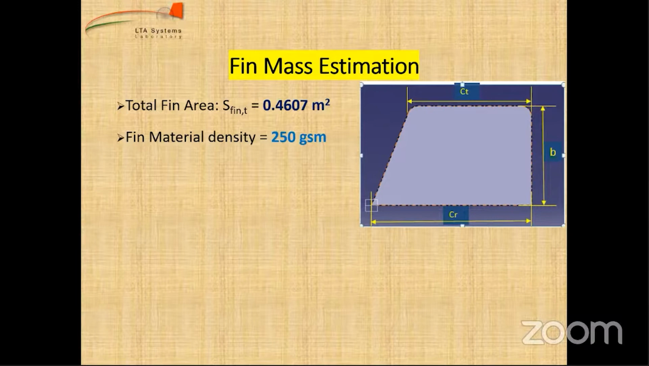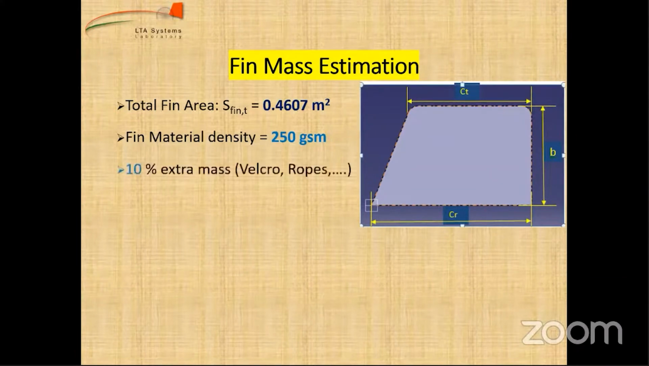So now how do you calculate mass? Mass is density into volume, rho into V. No, it's density into GSM. It's not volume, it's area actually. We have GSM here, it's gram per square meters.